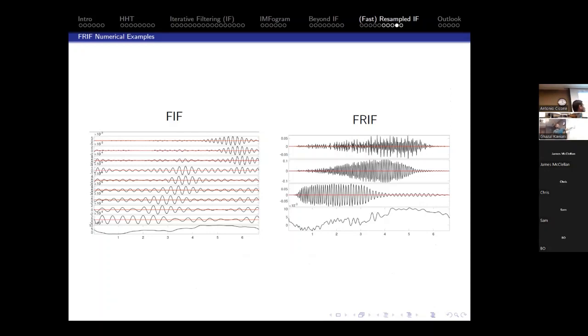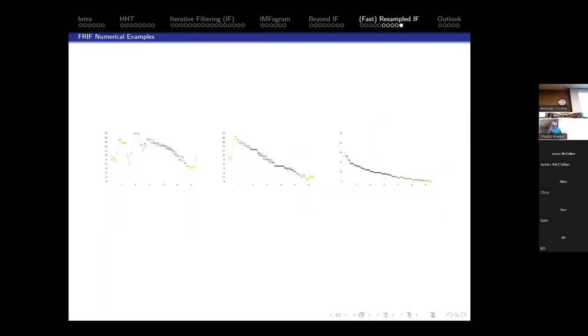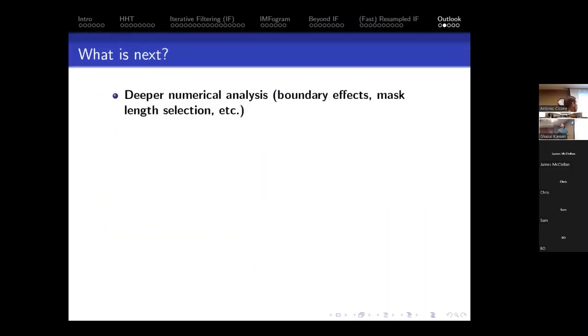This is the decomposition if you just run fast iterative filtering. So you split it into pieces, right? And if you compute instantaneous frequency curves of these 3 using IMFogram, those are the 3 curves you get. So it's a really neat and clean separation. Okay. So what is next?